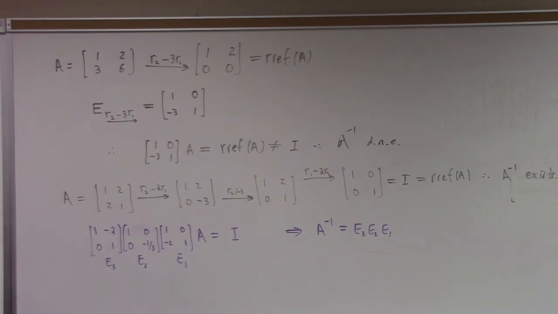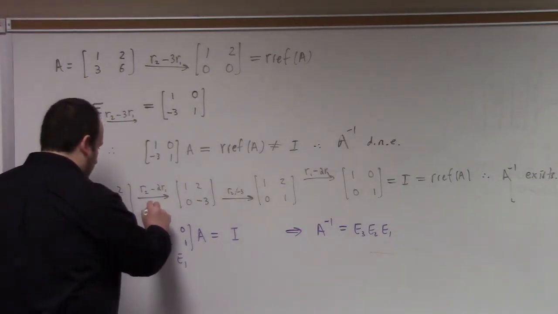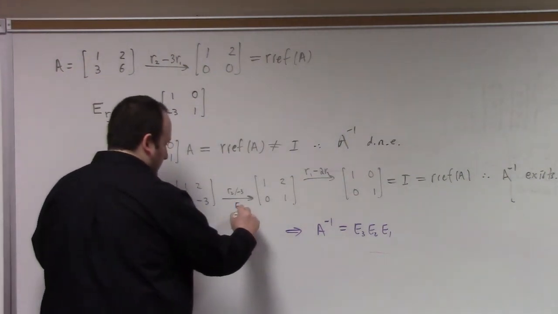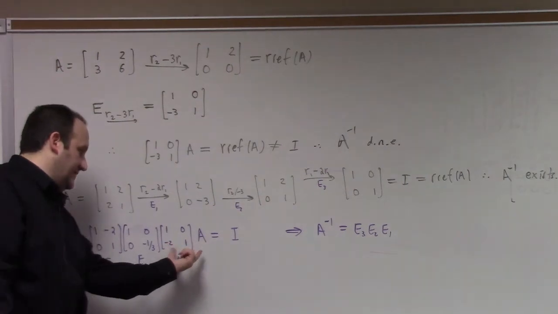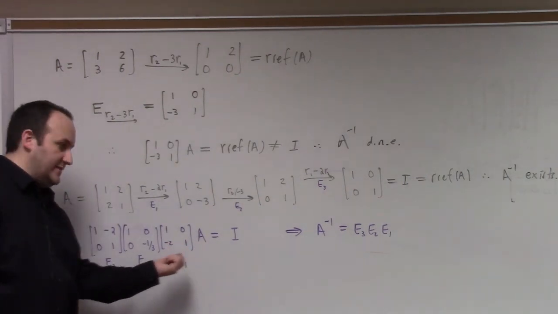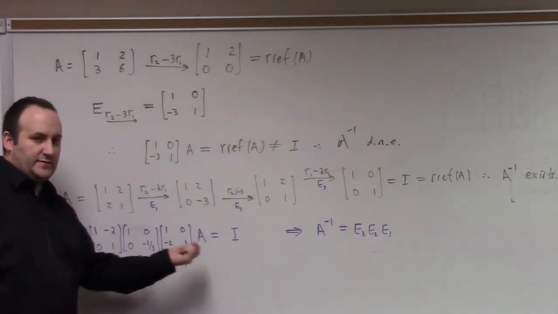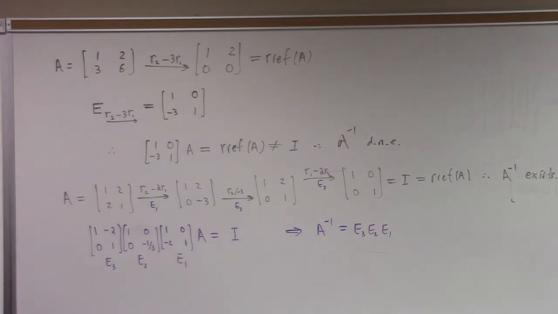No, this is E1. This is E2. This is E3. You've got to be careful about that. The one that multiplies on the left first gets listed last as we read left to right. It's kind of like function composition. It'll catch you off guard if you don't think through it. Now, there's A inverse written as a product of elementary matrices.